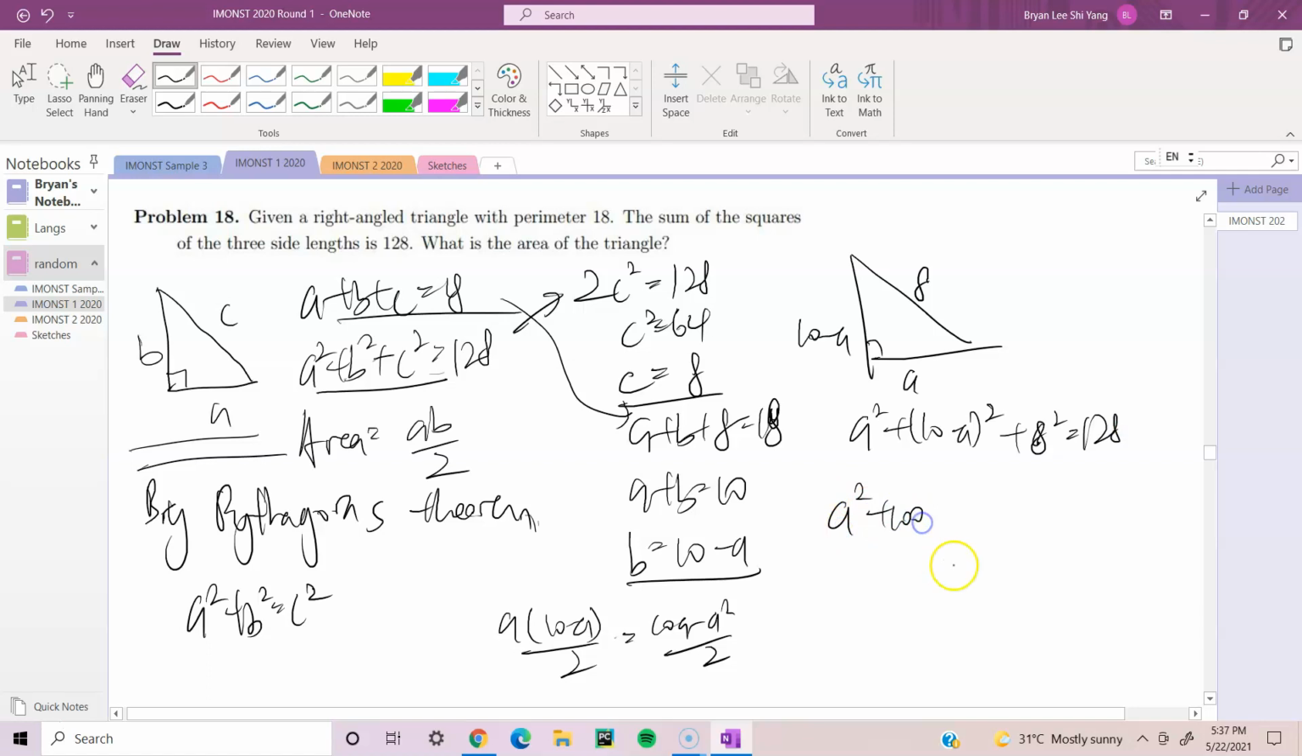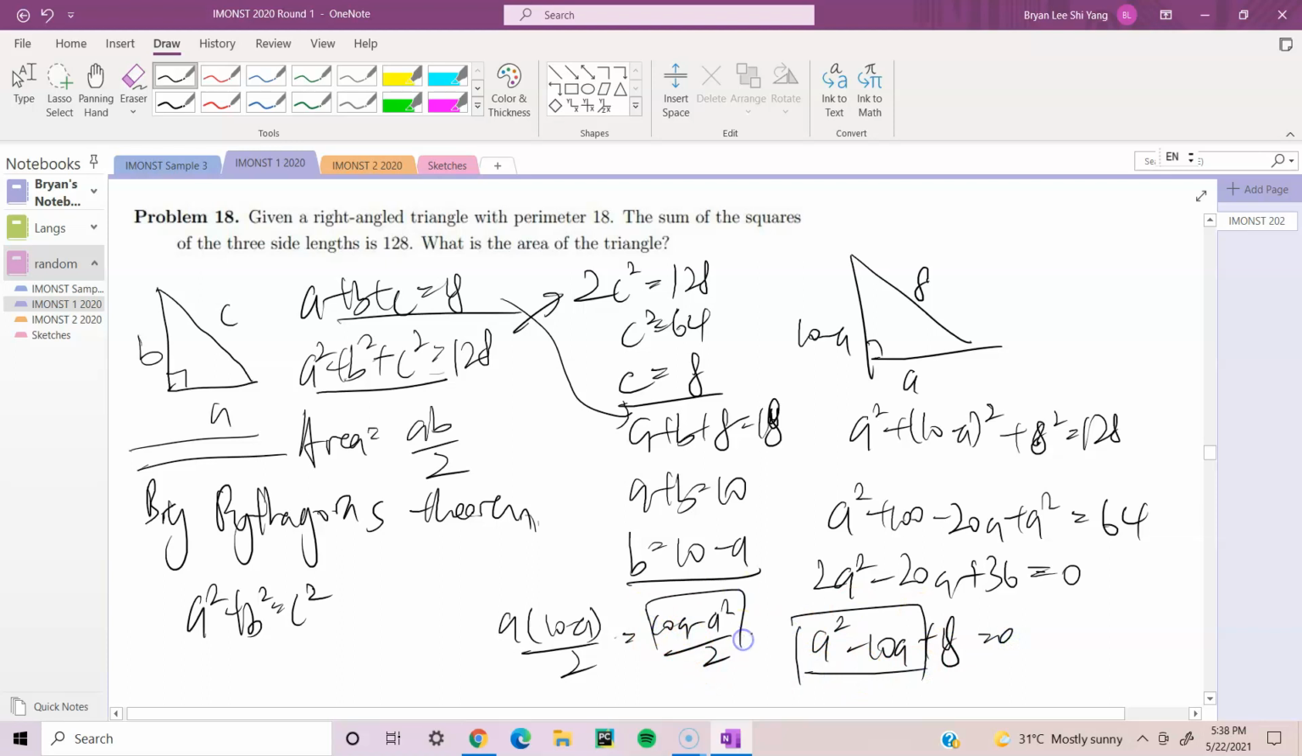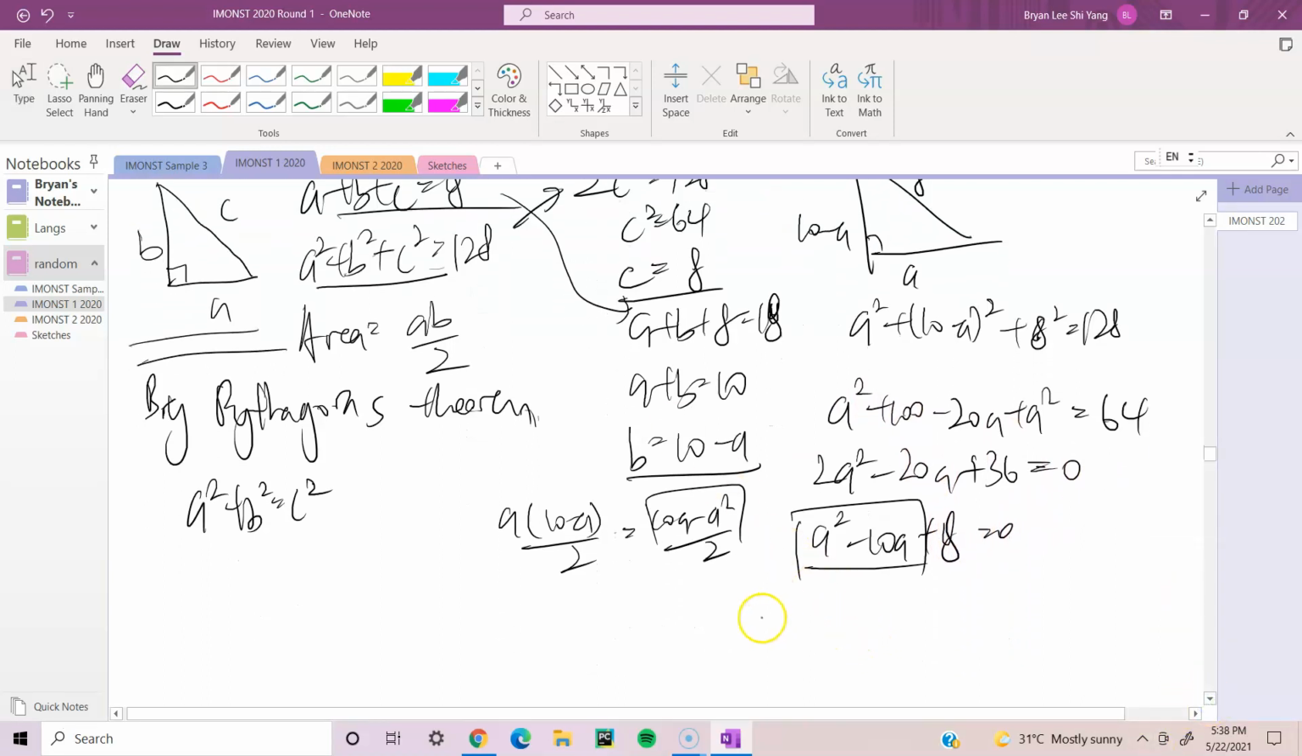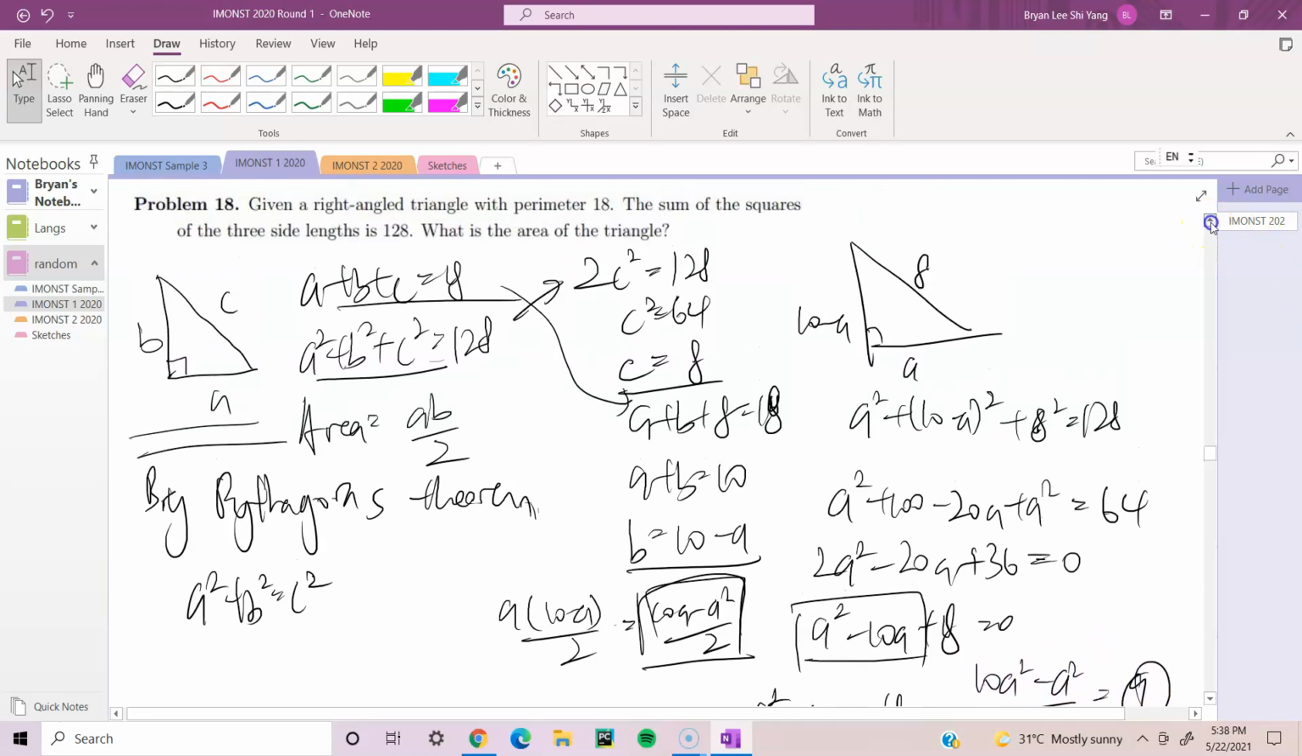Then we will have A squared plus 100 minus 20A plus A squared equals 64. Now, we will have 2A squared minus 20A plus 36, because we subtract 64 from both sides, equals 0. Then we will have A squared minus 10A plus 18 equals 0. Now we see something very similar over here. What we will do is subtract 18 from both sides, which gives us A squared minus 10A equals negative 18. Then we reverse it, meaning 10A minus A squared will give us positive 18. And since our answer is to be divided by 2, we will have 10A minus A squared divided by 2 is 18 divided by 2, which is 9. So the area of this triangle is just 9.